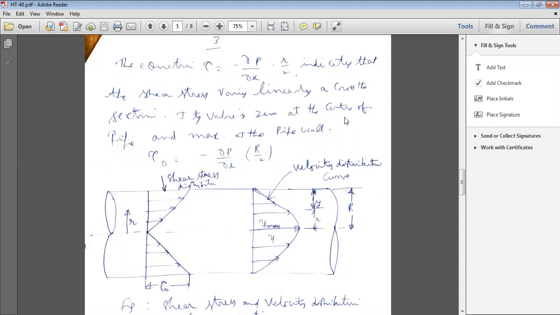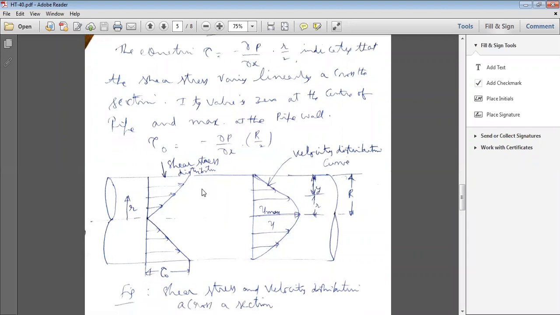Shear stress is 0 at the center of the pipe, and shear stress is maximum at the pipe wall. But what is the value of maximum shear stress? Tau naught is at y equal to 0. Here we are changing y from y equal to 0 to y equal to capital R, and in between there is small r. That's why we take y at any distance from the wall of the pipe. So the shear stress at y equal to 0 is tau naught, that is minus dou p by dou x, with small r becoming capital R. That's the maximum value of the shear stress at the wall of the pipe, that is minus dou p by dou x into capital R by 2.